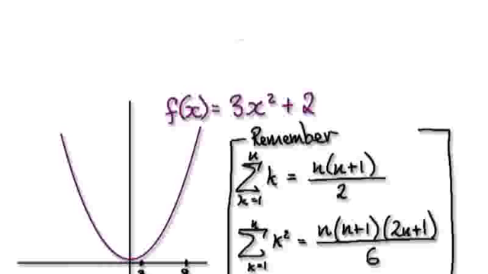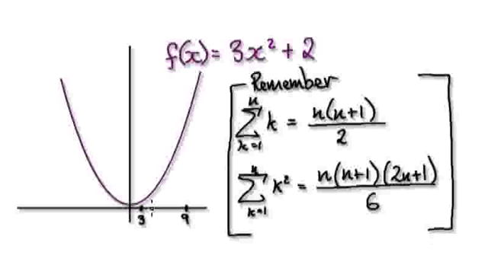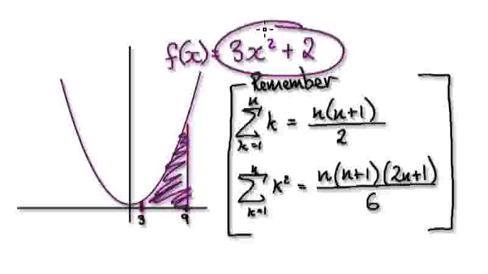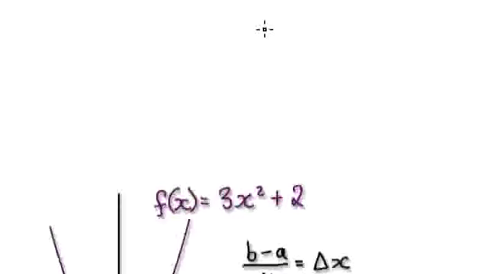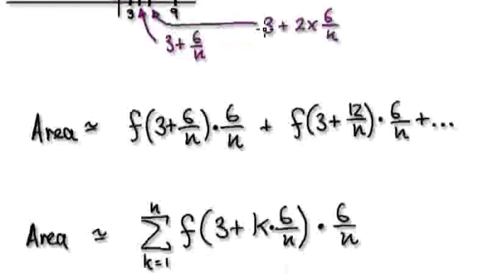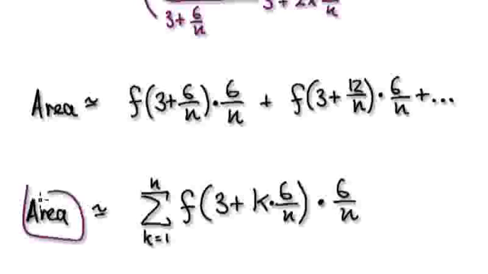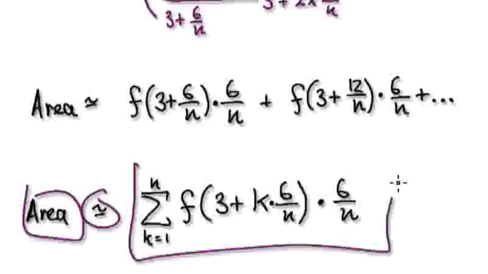Following on from the previous video, we got to this stage here. We were trying to work out the area between 3 and 9, the area of this function here. And then we got to this stage here, where the area is approximately this whole thing here.